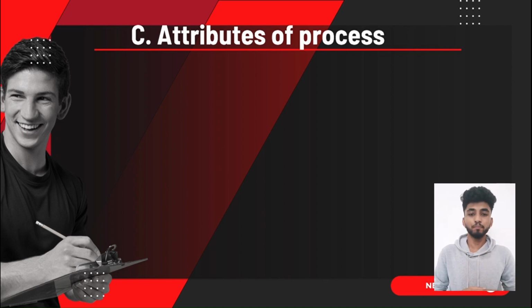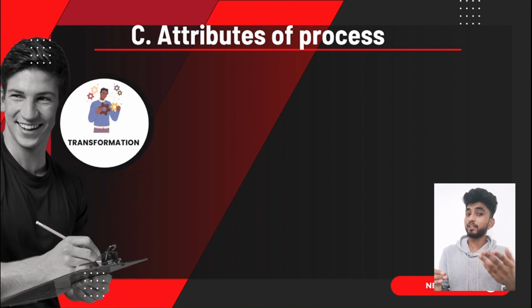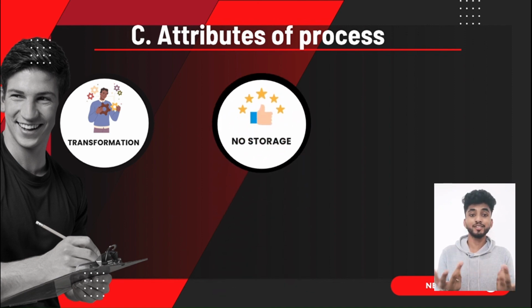Next, we take a look at part C. Memo attributes associated with defined process in the order system. Here are 5 attributes, and the first is transformation. Processes represent activities or transformation that change input data into output data. They can involve calculations, decisions, or other operations. Second is no storage. Processes in DFDs do not store data. They are focused on transforming input data into output data without retaining any information.